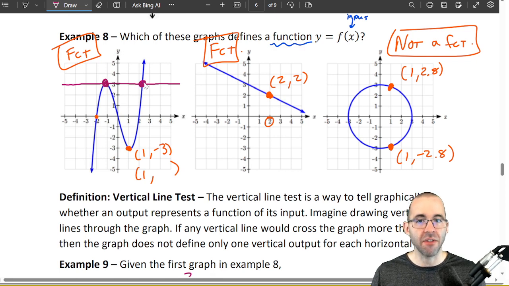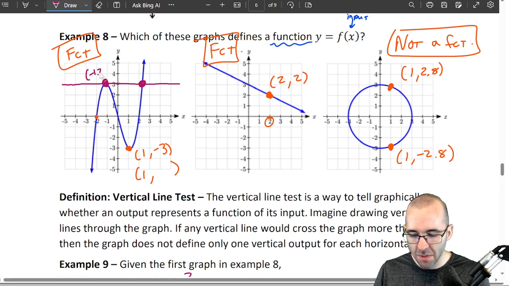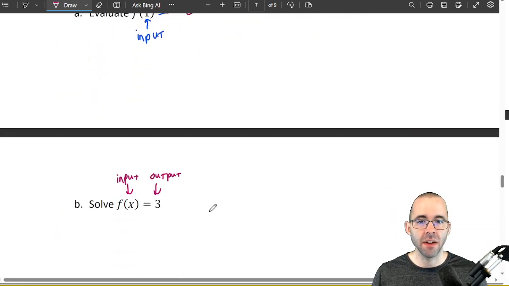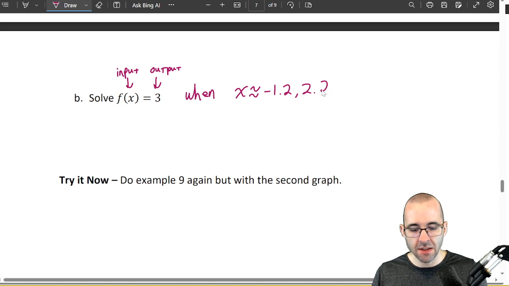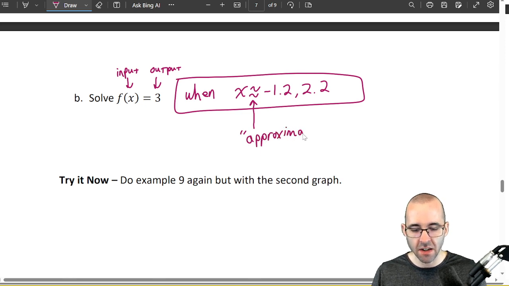there are 2 points on the graph that have that y value of 3. What are the points? Not quite at -1. It's approximately like -1.2 or something. It's kind of hard to see. And this one's a little bit more than 2. Maybe it's 2.2. So there are 2 inputs here that give us that output. So this is going to be true when x is approximately equal to -1.2 and 2.2. In this notation right here, this means approximately equal to, like a wavy equals sign.